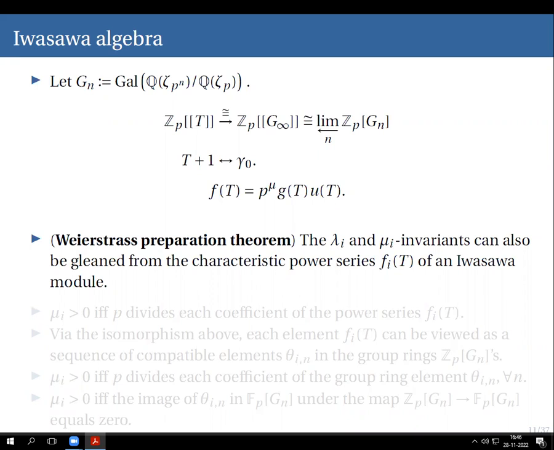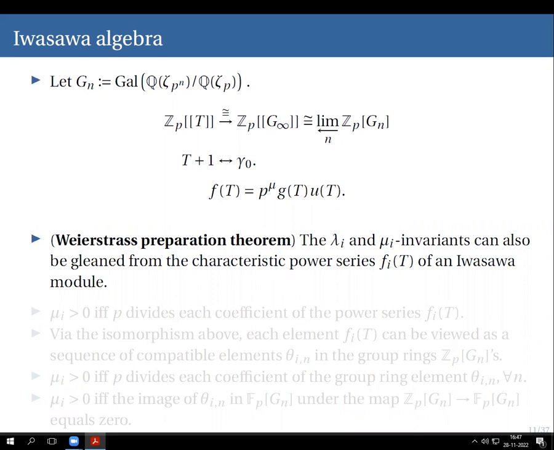And so the idea that he had was, we had this Q zeta P to the N over Q zeta P. You can look at this Galois group, and you want to package all this information together. And the way algebraists like to package information together is looking at this inverse limit. So you look at this group ring and you look at this inverse limit of the group rings. Okay, and so this isomorphism is given by just sending P plus 1 to some topological generator gamma.